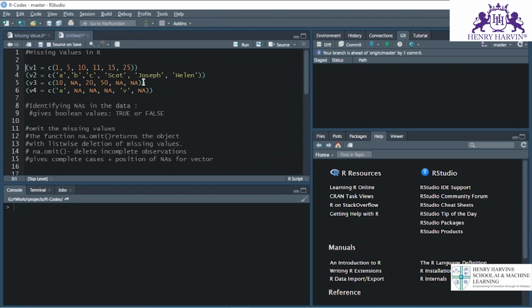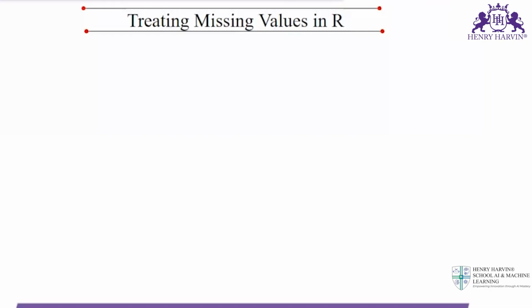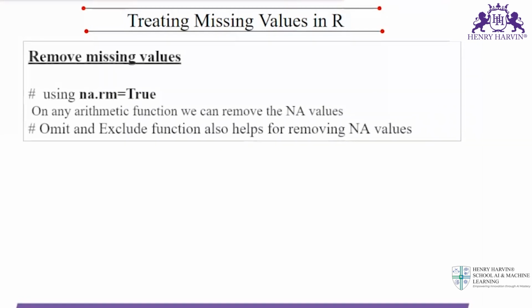I have created 4 vectors here. The first vector is a complete vector. There are some more ways to treat missing values in R. One of them is removing those missing values. To remove missing values when we are using arithmetic functions, say mean, median, max, minimum, or sum, we can use na.rm along with that and make it TRUE. Now na.rm means removing all the NA values present in the data set that you are using. So we will learn how to use na.rm.